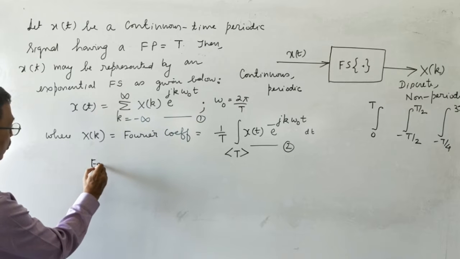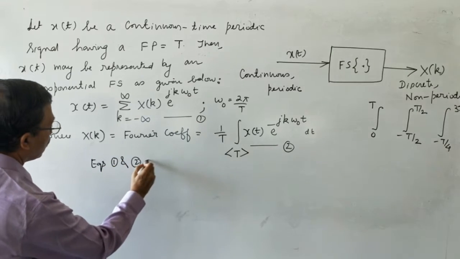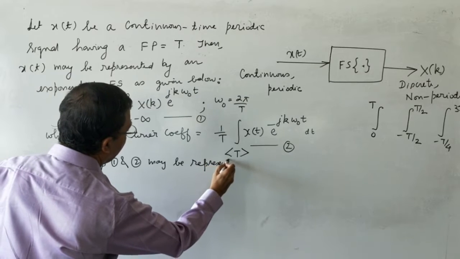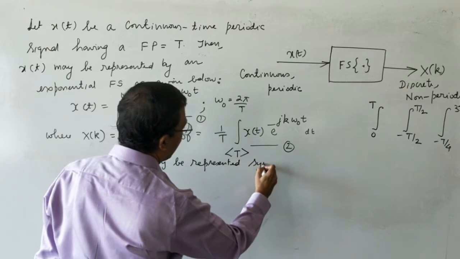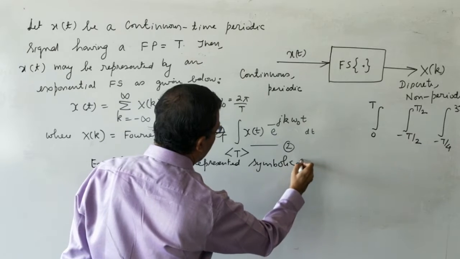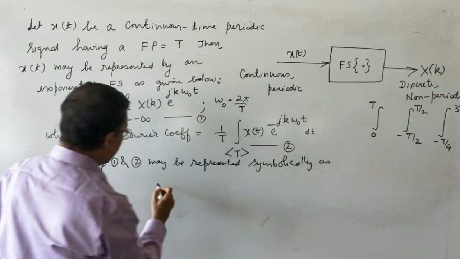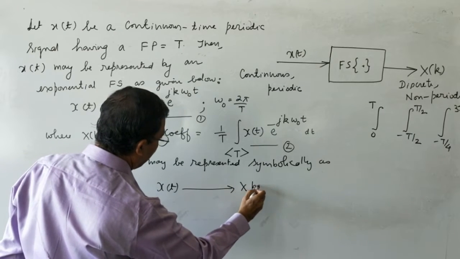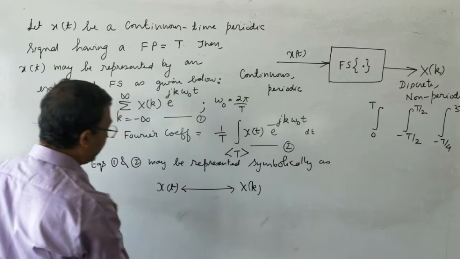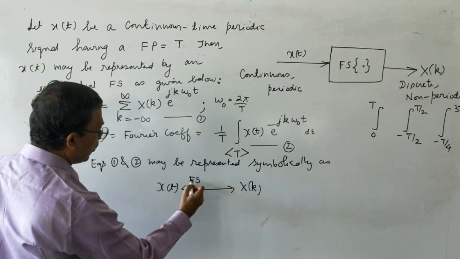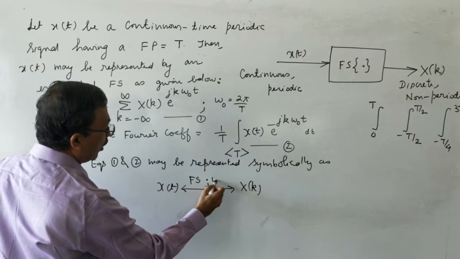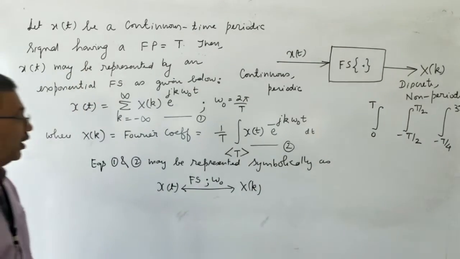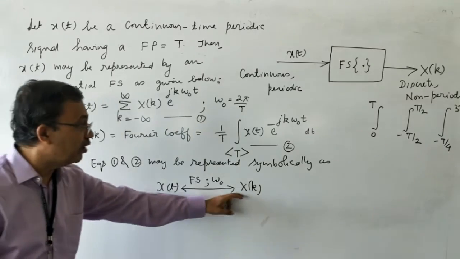Equations 1 and 2 may be represented symbolically as x of t has a Fourier coefficient x of k. Inverse of x of k is x of t. Here I will write Fs means Fourier series semicolon omega naught. This is how equations 1 and 2 are symbolically represented. This is called as pair representation.